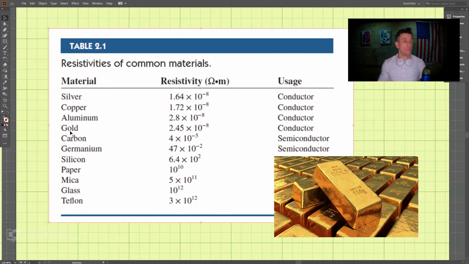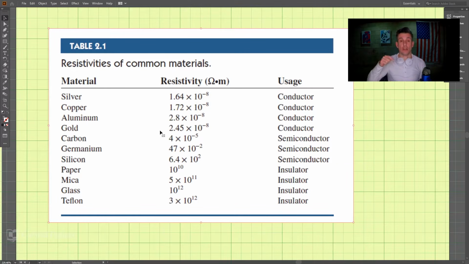And gold, more expensive than silver. All of these are good conductors because they have very low resistance, very small. Okay? And then on the other side, we have things with very high resistances, very big. Okay, so glass, Teflon is a plastic. So Teflon's a plastic, and these have very high resistances.